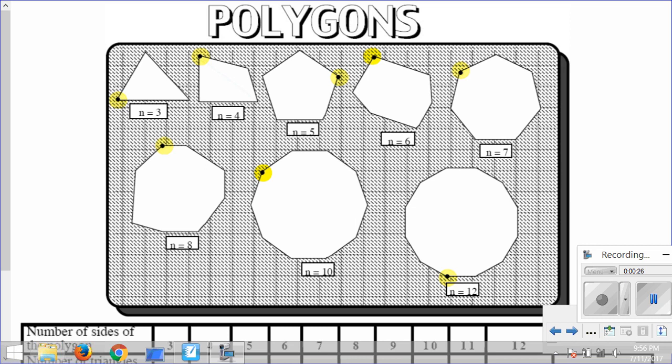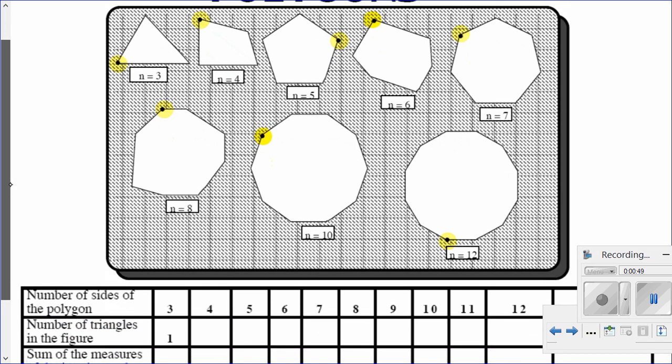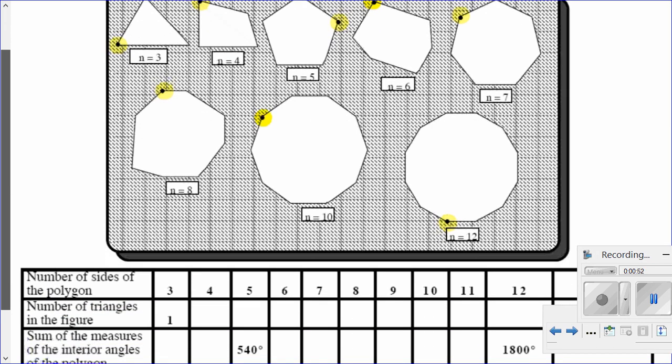So if I'm looking at that triangle, if I start at this vertex here that's highlighted, I can't really draw in a diagonal because both of the other vertices are adjacent to that vertex. So it doesn't really have a diagonal. So after I draw the diagonal, which I can't, if I count how many triangles I see, there's one triangle. So if there are three sides, there's one triangle.